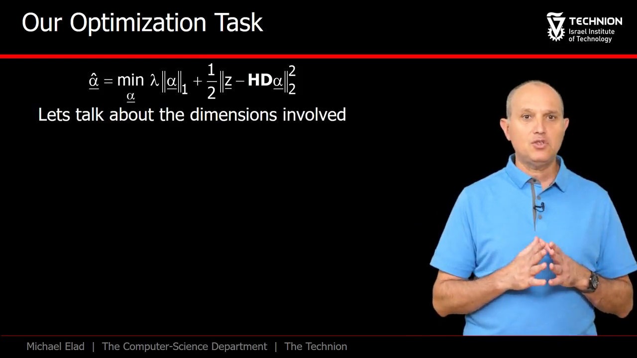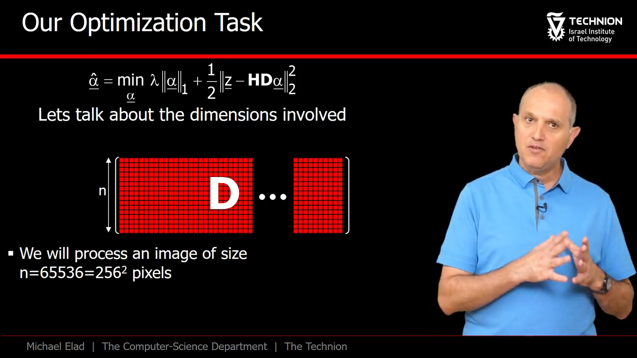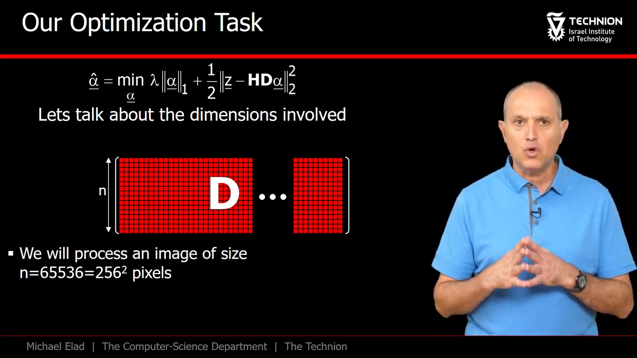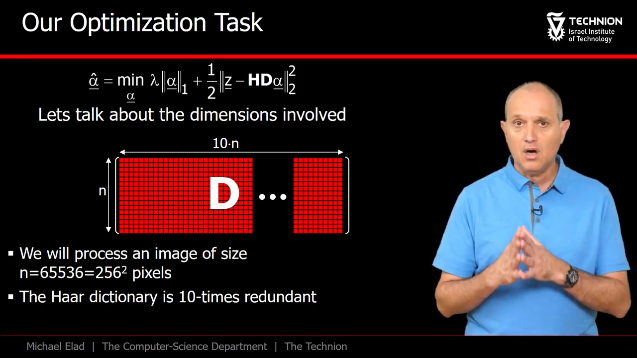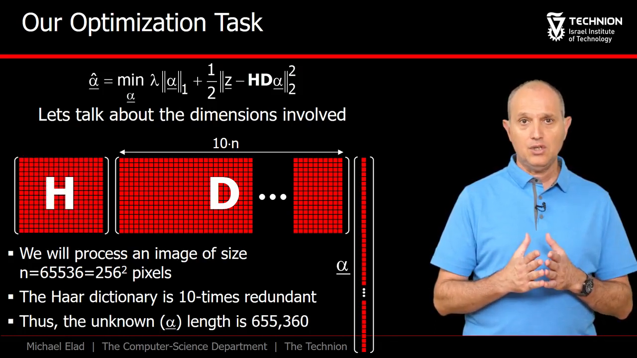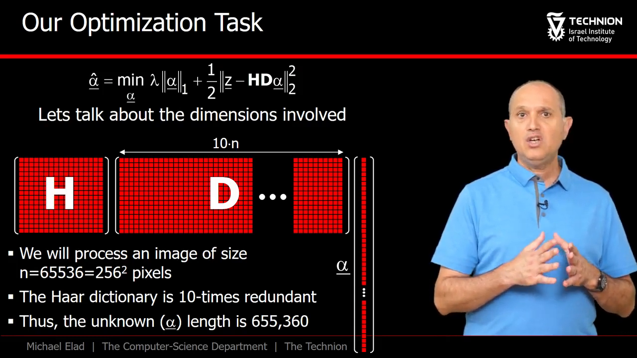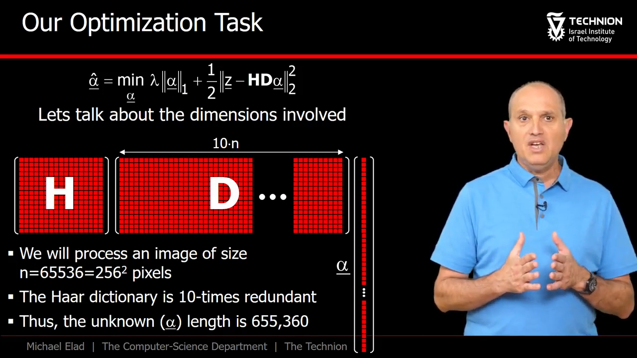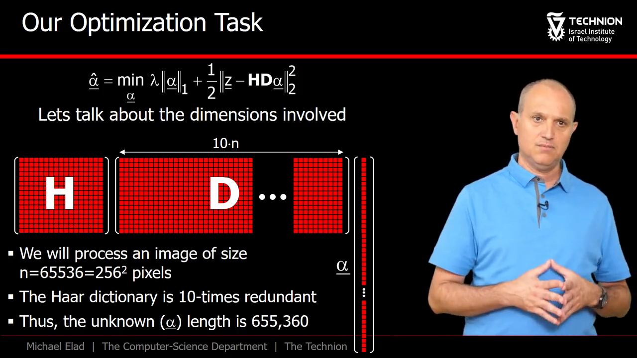The first thing I would like to do is to discuss the involved dimensions. We will be working with an image of size 256 by 256 pixels, and thus D has about 65,000 rows. Since it is 10 times redundant, it has 650,000 columns, and this is also the length of our unknown alpha. The blur operator H is a square matrix of size 65,000 by 65,000. Note that we need not hold D nor H as explicit matrices. Instead, whenever we need to multiply by these matrices or their transpose versions, we apply them as convolutional filters.